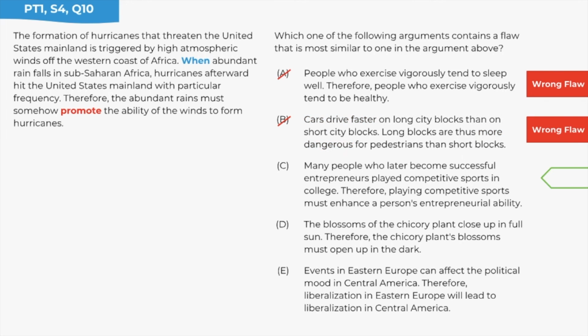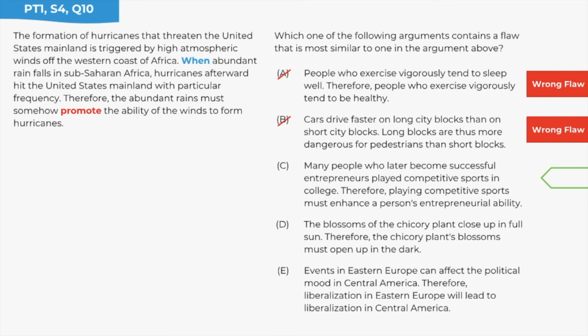Answer choice D says that the blossoms of the chicory plant close up in full sun. Therefore, the chicory plant's blossoms must open in the dark. Well, if they close up in full sun, does that mean that they have to open in the dark? Not necessarily, right? Maybe they open up in, let's say, partial sun as opposed to full sun. They don't have to open up in the dark. So this has got the wrong type of flaw.